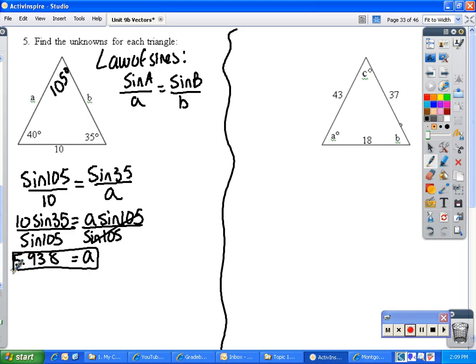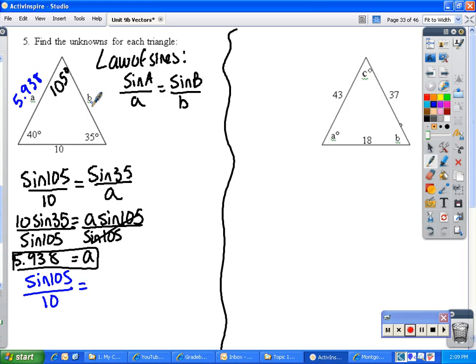All right, that's A. Now I can use the exact same method to solve for B. Technically, since A is 5.938, you can use this pair now. However, I don't like to use the decimals that I came up with, just in case I type the wrong button into my calculator. So I'm going to go with the original pair that I started with, which was the sine of 105 over 10.